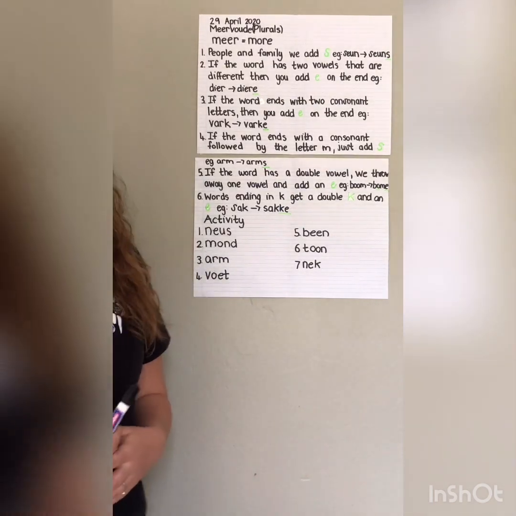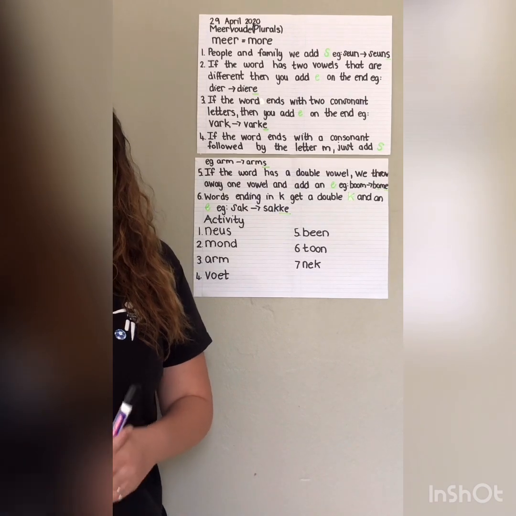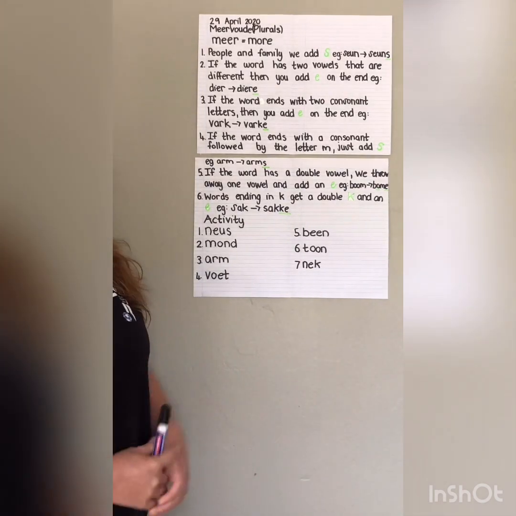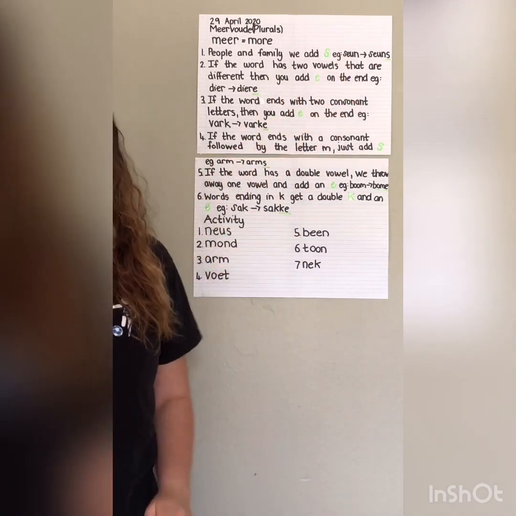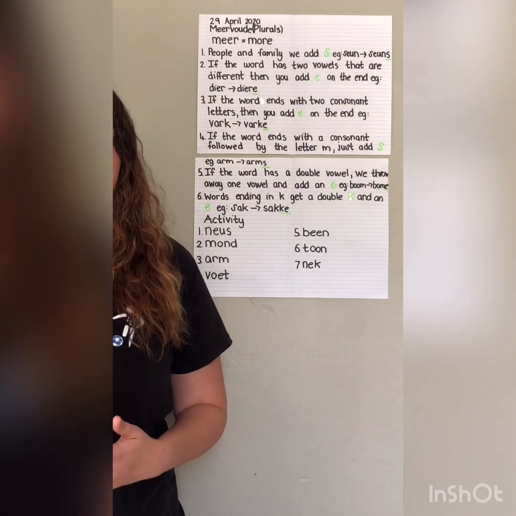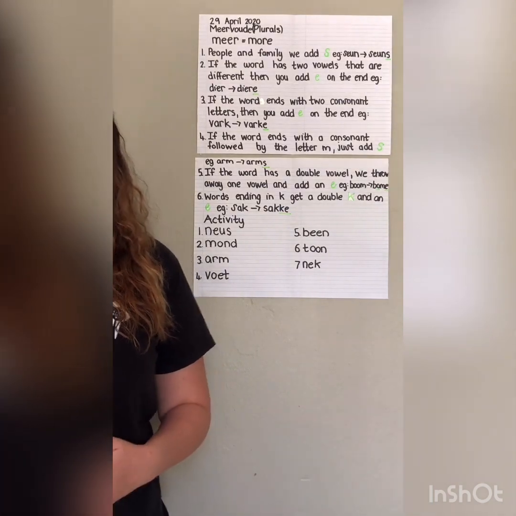The first rule that we're going to look at is adding an S when we're talking about people or family members. So the example that I've given you is seun, the word for boy. If we want to talk about more than one boy, boys, we add an S on and we say seuns.